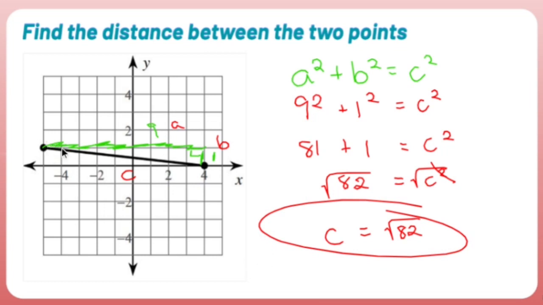But that's what we did. We used the idea of a right triangle to find out the distance of that dot to that dot, which ended up being a little over 9, which makes sense.